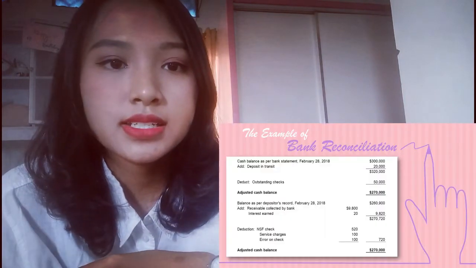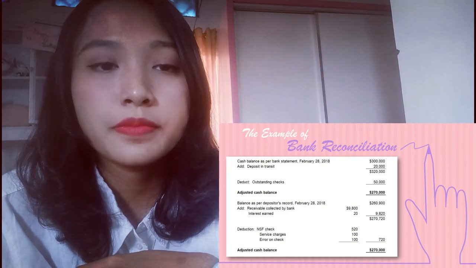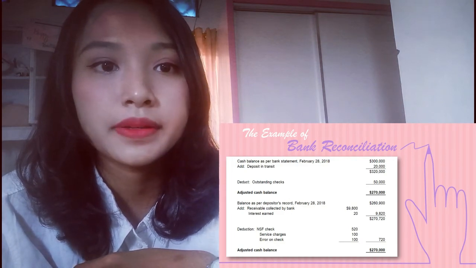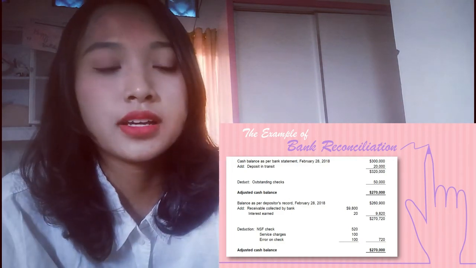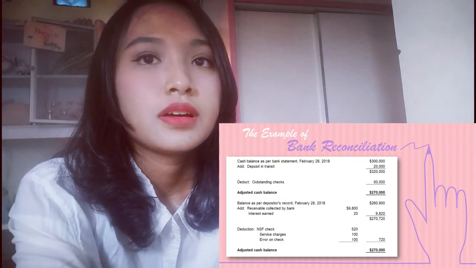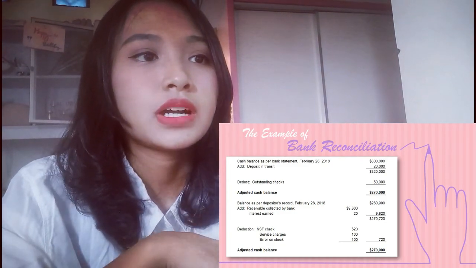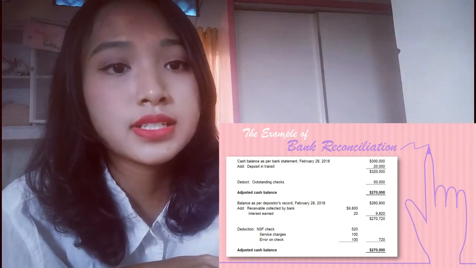Okay, that's it for the third part of my topics, and then we're going to the last part of my topics. We're going to see an example of a bank reconciliation statement. You can see here. I hope that everyone can see it. I hope it's clear enough for everyone to see.